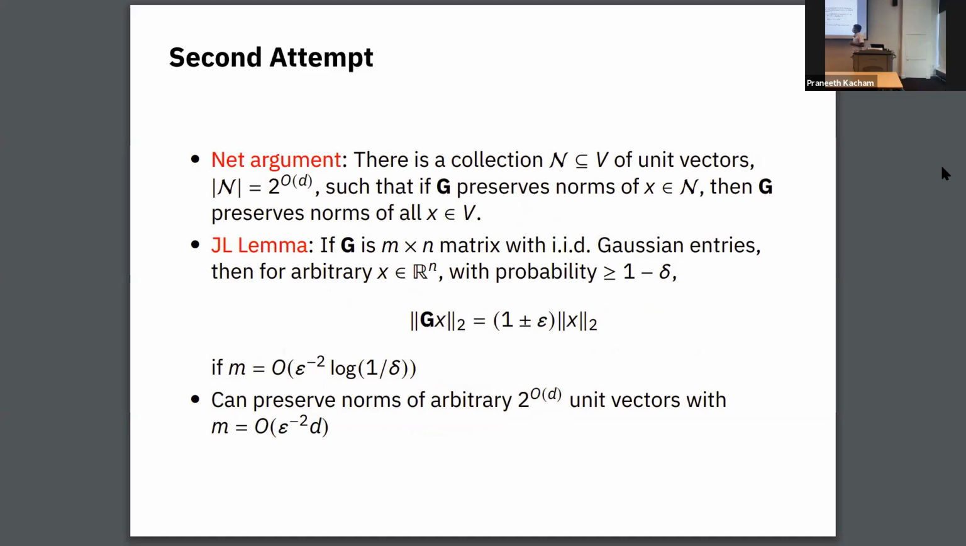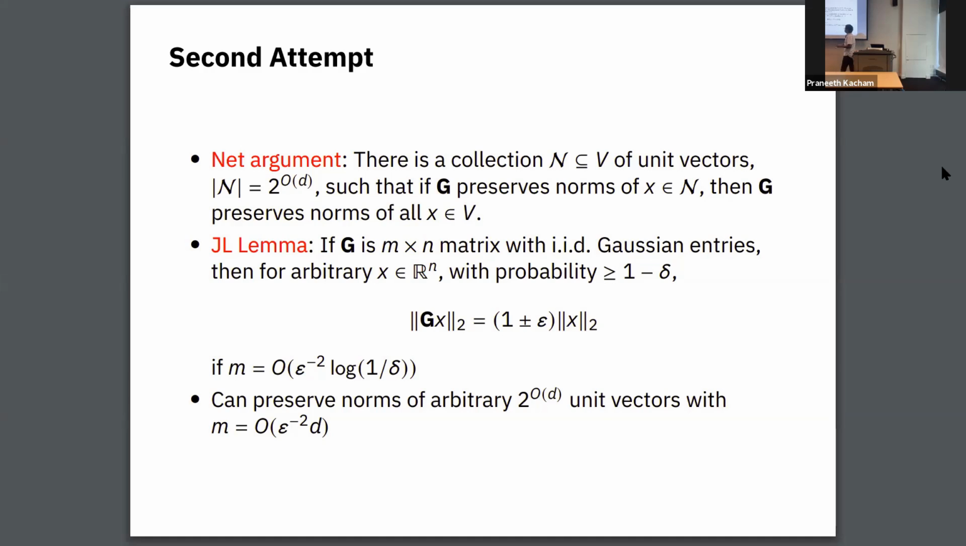So for the second attempt, we started with the idea that we want to preserve norms of every vector in a d-dimensional subspace. This seems to be a lot of vectors that we want to preserve, right? But a net argument says that for any subspace, you can find a set of about 2 to the order d vectors, such that if an embedding preserves norms of just those 2 to the order d vectors, it would preserve norms of every vector in the subspace. So we have reduced our problem of preserving norms of all vectors in the subspace to just preserving norms of 2 to the order d vectors. This is not a small number, but not infinite, right?